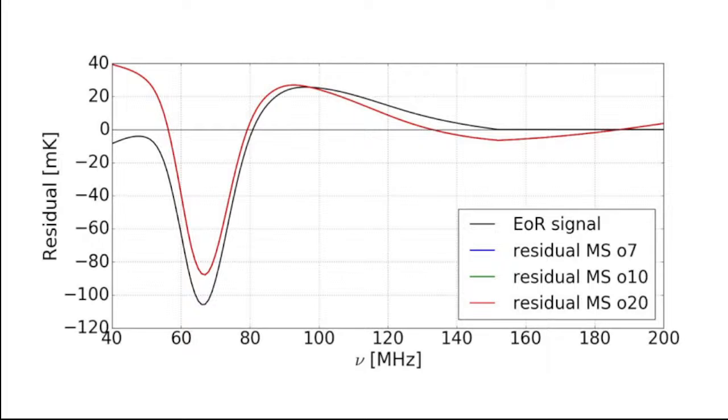You can't see other colors, but they're all there. 7, 10, 20, whatever order you go, your signal will never be wiped out. And this is simply because derivatives of the signal have zero crossings, which we are not allowing to happen in our model. So you are able to very cleanly separate foregrounds and the signal.